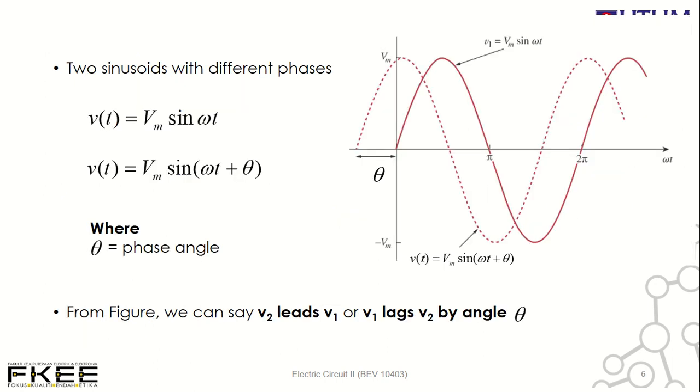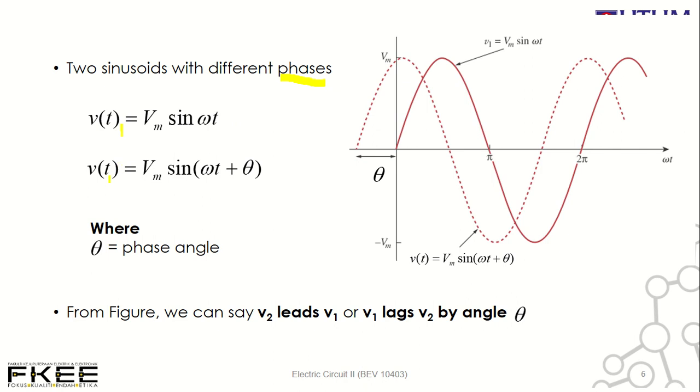Okay, let's say we have two sinusoid voltages with different phases. What is phase? Let's say in the time domain, v(t) equals Vm sine omega t. This is the waveform, let's call it v1(t). In this case, the phase of v1(t) is equal to 0, because omega t starts from 0.